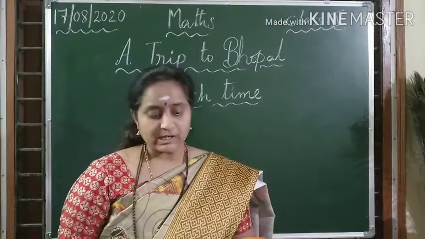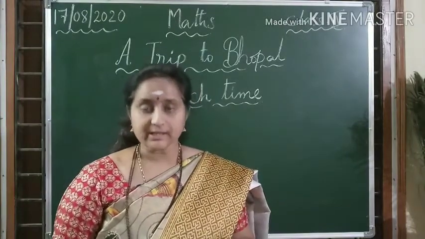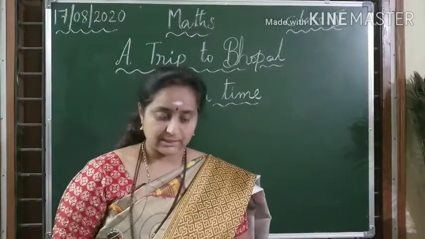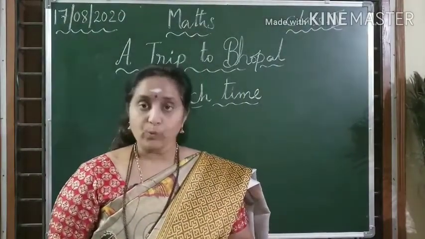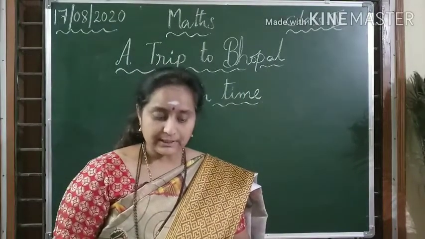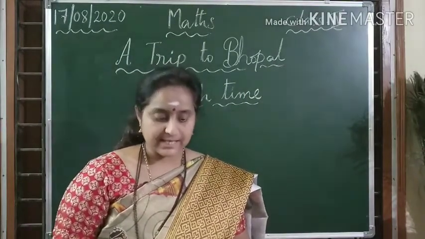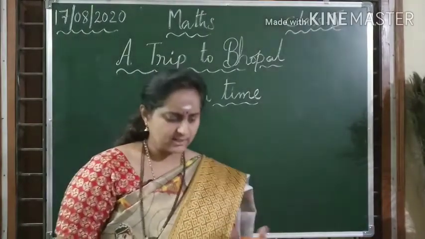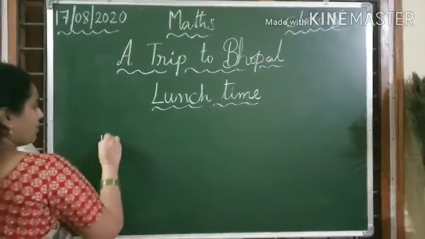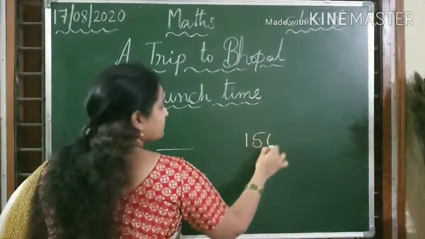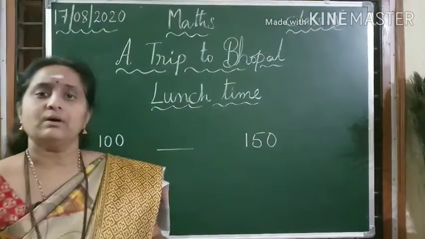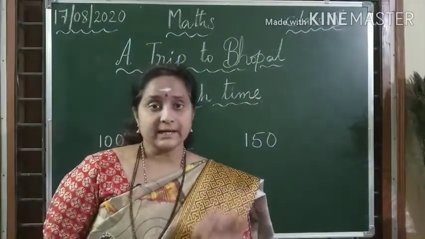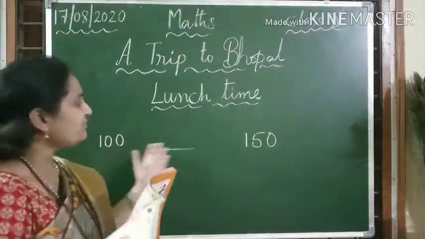Manjeet and Bhanu quickly finish their lunch and start asking puzzles to pass the time. Manjeet is asking Bhanu one question. Tell me the number which is exactly between 100 and 150. Bhanu is thinking, so 100 to 150, how many numbers will be there? We need to find out the number which is exactly between. So, here we will get 50 numbers.